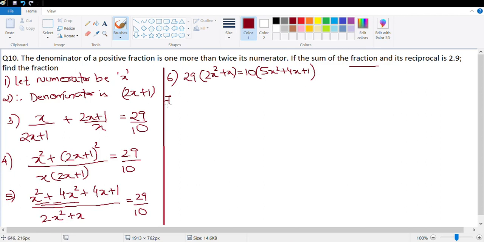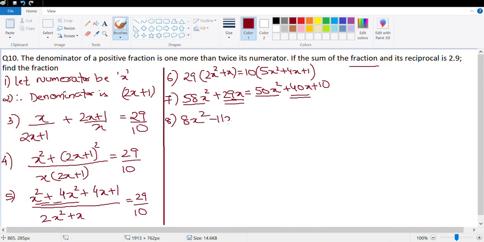Let's open the bracket. So we have 58x square plus 29x is equal to 50x square plus 40x plus 10. Let's bring all the like terms together. So 58x square minus 50x square, that's 8x square, 29x minus 40x, that's negative 11x, minus 10 is equal to 0.